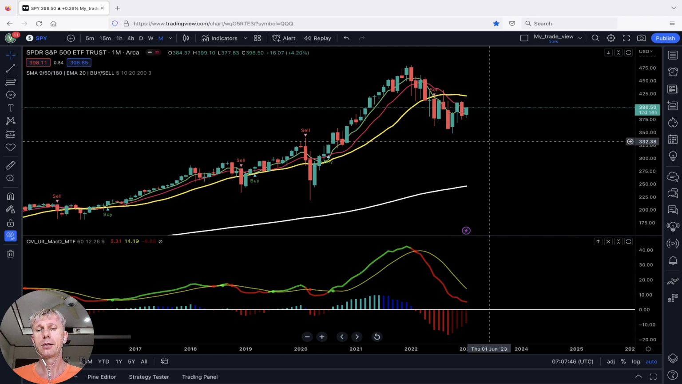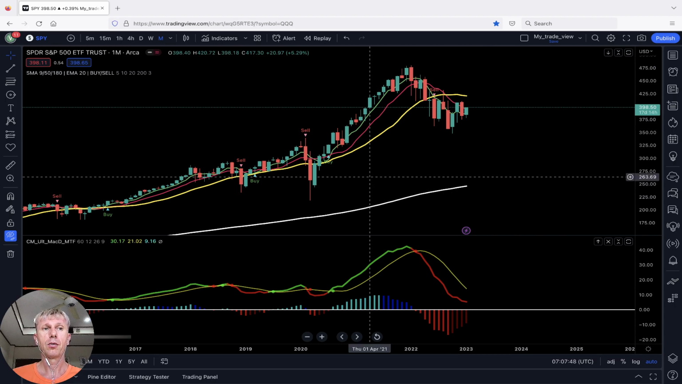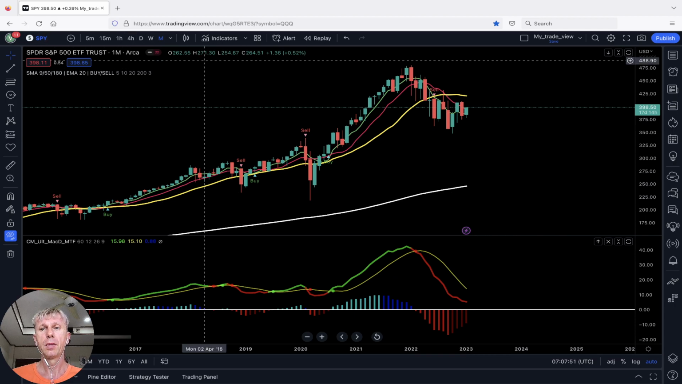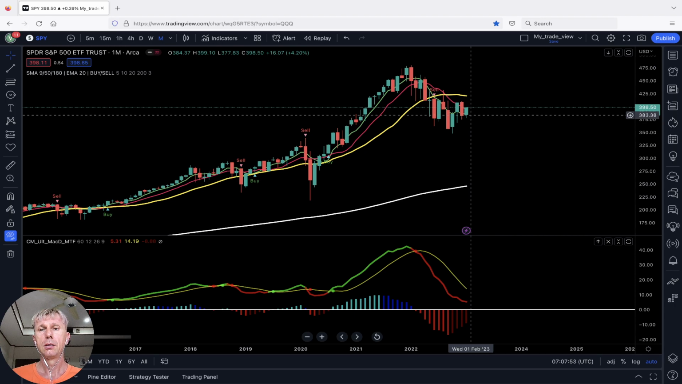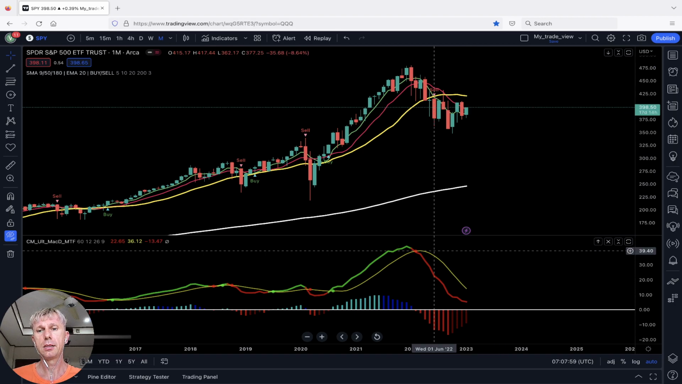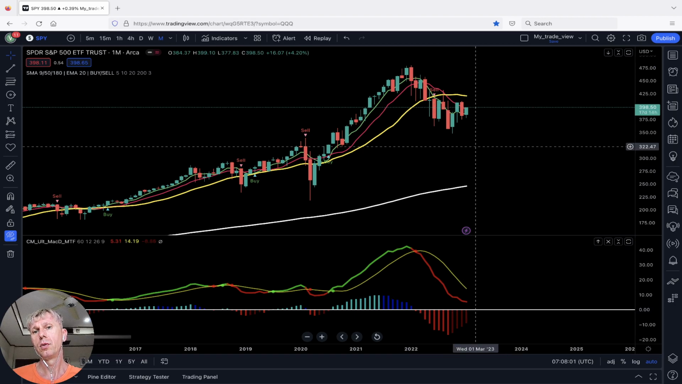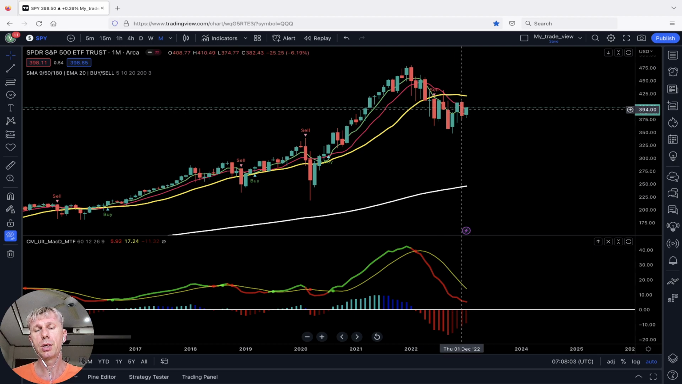Let's start from SPY. SPY monthly: the last bar is a green bar that touched MA10. It's still a bearish trend on MACD, and still a bearish trend on the moving averages.